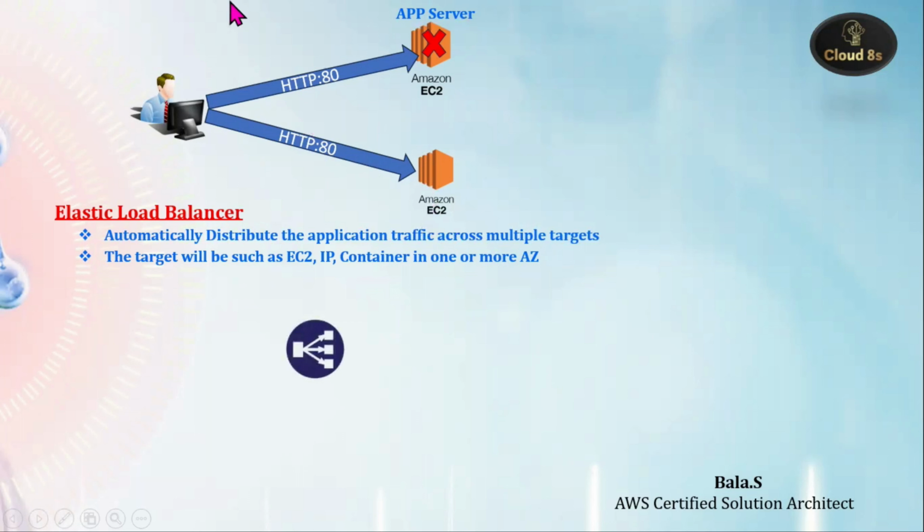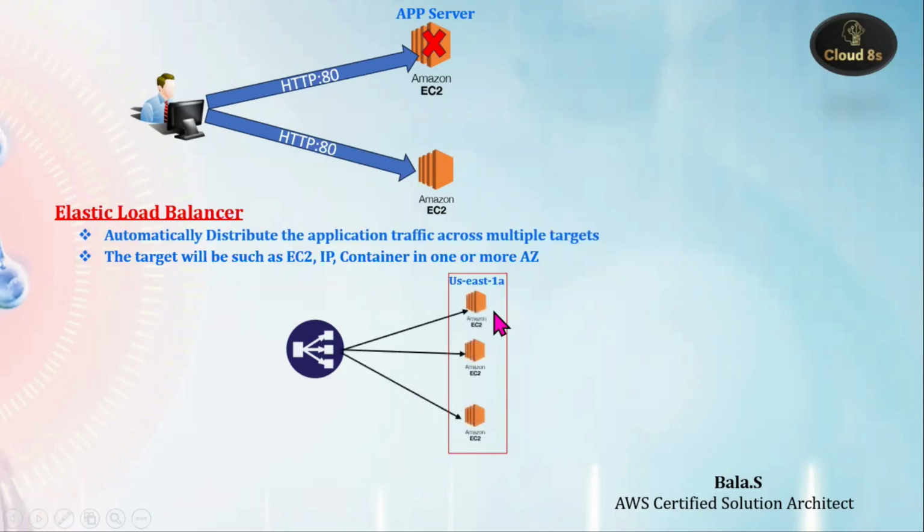Basically, we have been seeing the basic configuration. Now we can see how we can configure the Elastic Load Balancer. Here, I'm creating some EC2 instances under US East 1, which is one of the availability zones. In the backend, I'm connecting those EC2 instances as backend targets, and for the front end I'm just using the Elastic Load Balancer.